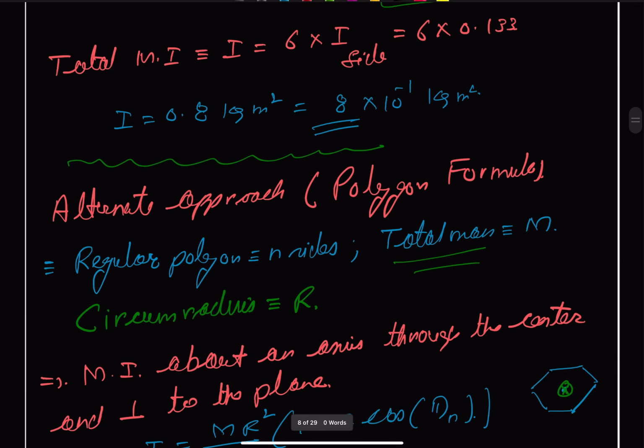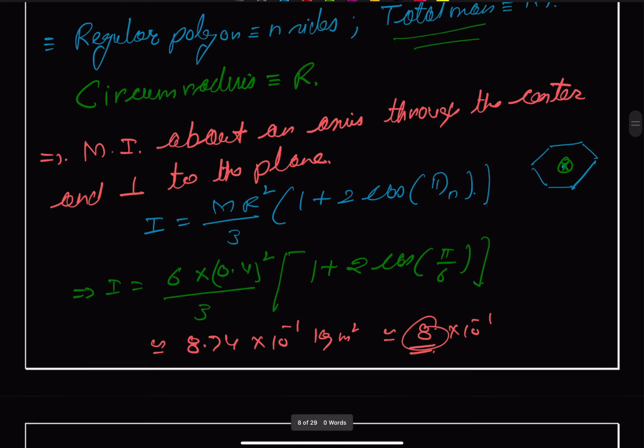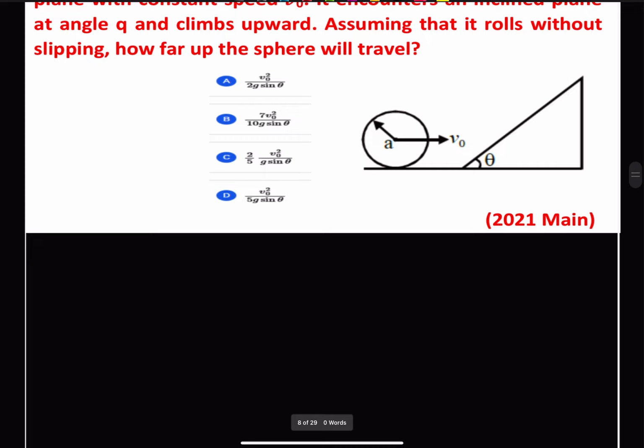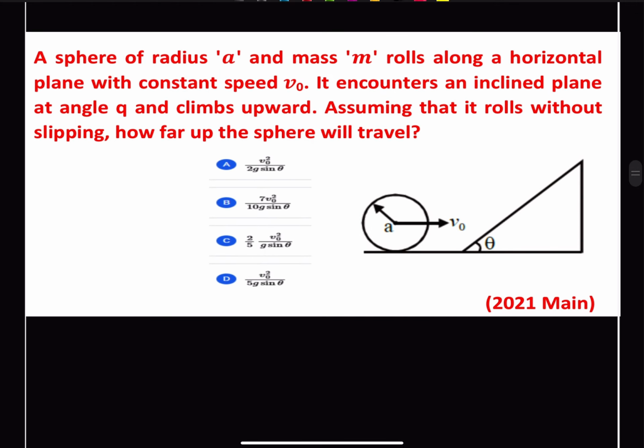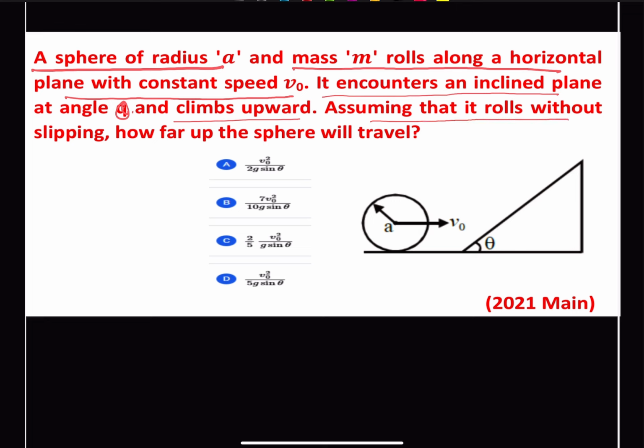So either way we can just solve it. Okay. Next question, we are given that a sphere of radius a and mass m rolls along a horizontal plane with a constant speed v0. It encounters an inclined plane of angle, this angle should be theta, and climbs upward. Assuming that it rolls without slipping, how far up the plane will the sphere travel?